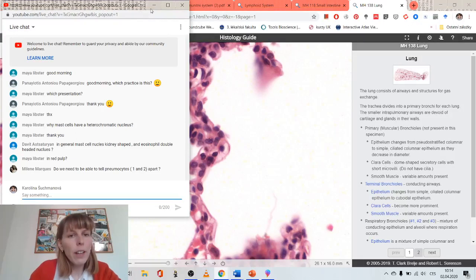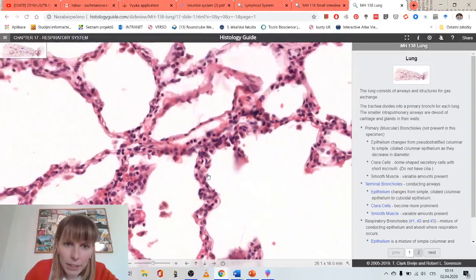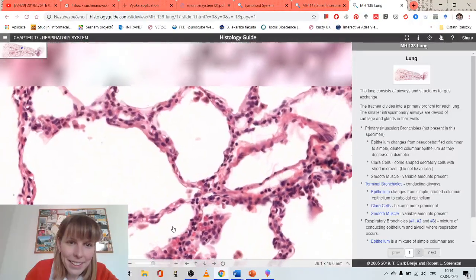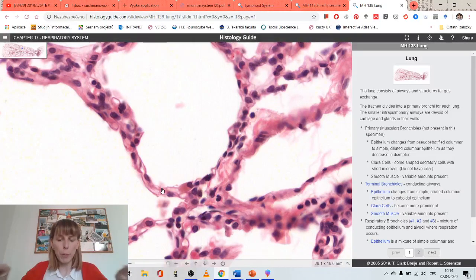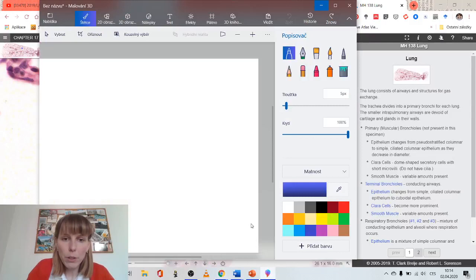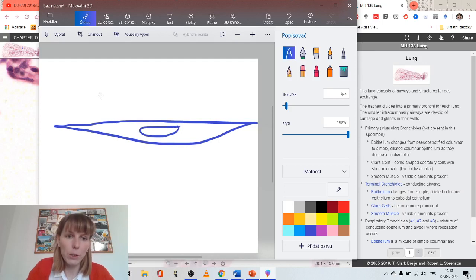Yeah, so for the lung in general, you should be able to recognize pneumocytes type 1 and pneumocytes type 2. So if we take a look and find a nice area. In theory, the pneumocytes type 1 are squamous, and cells that are squamous will also have a squamous nucleus. So the cells will be more like this, and the nucleus will be elongated as well. So this would be pneumocyte type 1.